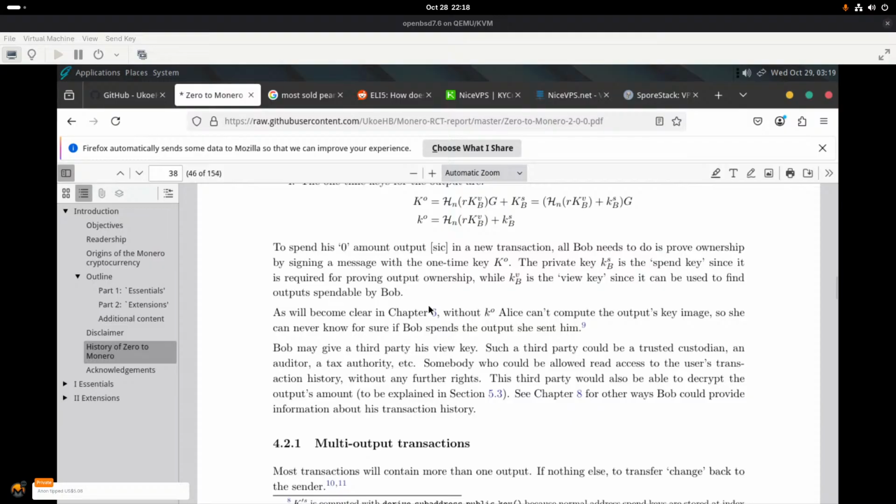Bob may give a third party his view key, such as a trusted custodian, an auditor, a tax authority, etc. Somebody who could be allowed read access to the user's transaction history without any further rights. The third party would also be able to decrypt the output's amount, to be explained in Section 5.3. See Chapter 8 for other ways Bob can provide information about his transaction history.